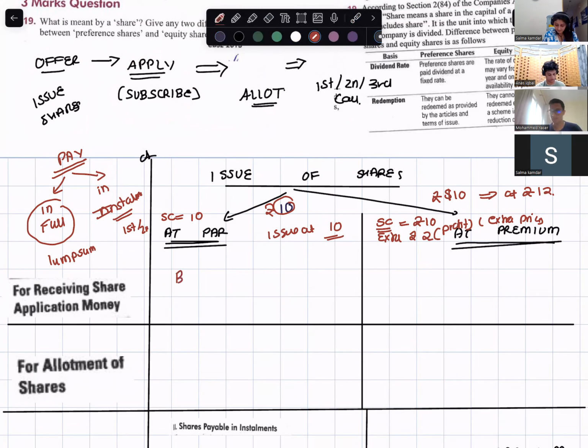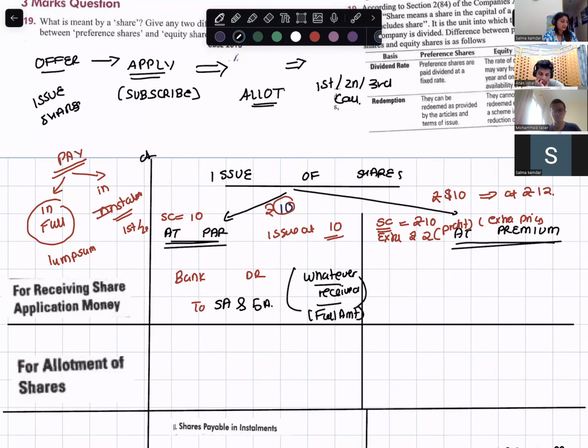Bank debit to share application. What will be the amount? Whatever is my application money, whatever I have received, is the bank to application. Are you with me? But this is in lump sum. So I can say it is bank to share application and allotment. Are you with me? And here, whatever is received would always be the full amount.